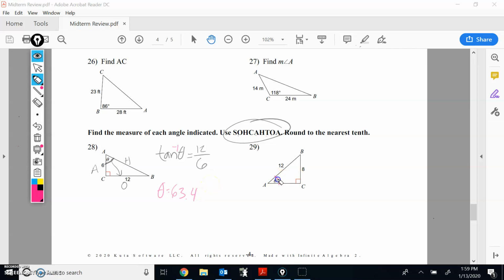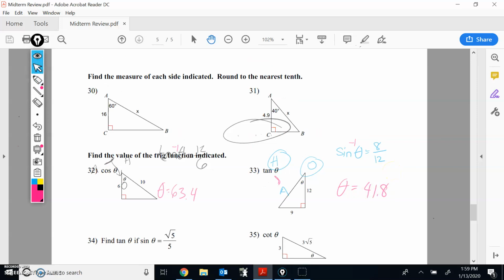Next one, here's our theta, here's our opposite, here's our adjacent, here's our hypotenuse. So we're given a hypotenuse and an opposite. That's going to be sine. Don't know the angle again. That's going to equal opposite over hypotenuse. Since we don't know the angle, we do the -1. So second sine of 8 divided by hypotenuse. So your missing angle is going to be 41.8.